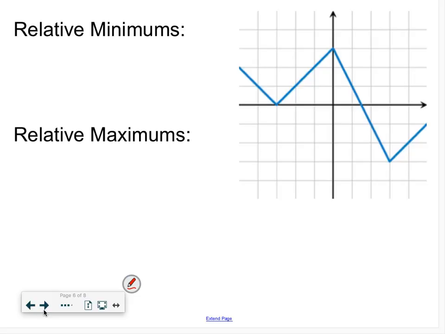Addison, give me a coordinate that pod 8 decided was a relative minimum. 3, -3. So 3, -3 you decided was a minimum. And why did you decide that? That's the lowest point. Okay, great. A relative maximum. Addie, what did your group decide? 0, and why did you say that? Because it's like the highest. Okay.